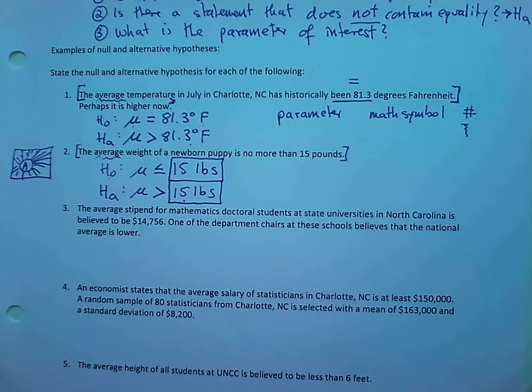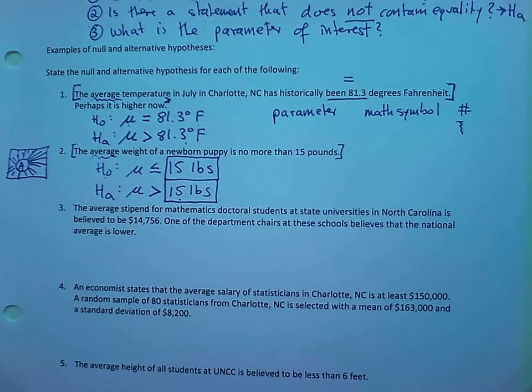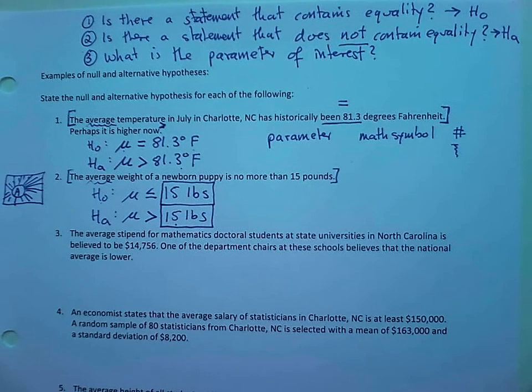Alright, let's go on to number 3. Again, try to pause the lecture video and see if you can do number 3 by yourself. The average stipend for mathematics doctoral students at state universities in North Carolina is believed to be $14,756. One of the department chairs at these schools believes that the national average is lower.